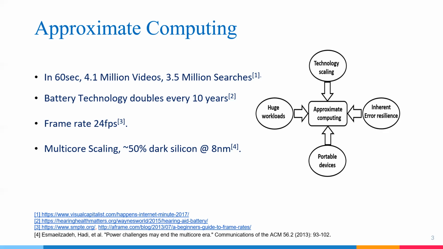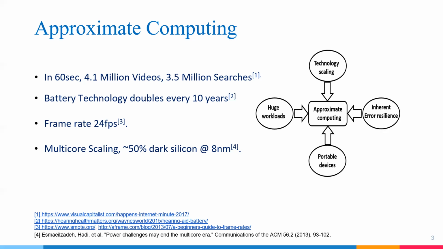From another point of view, most of the battery technology we are using today doubles every 10 years, which is a long period. Here the architectural, hardware-based solution compensates for this technological trend. Also, look at huge workloads such as AI and ML, which can be approximated, where we finally boil down to a decision or a prediction. Even if a certain number of errors are present in that, it is not going to impact the output.